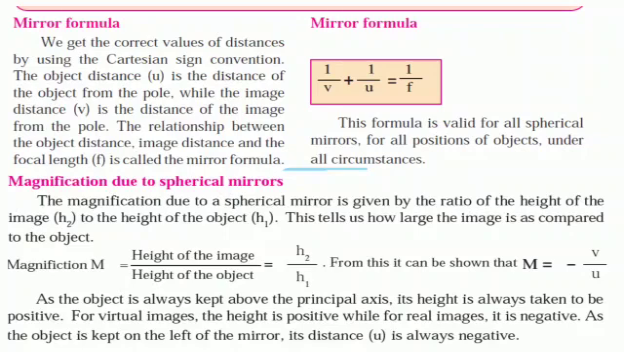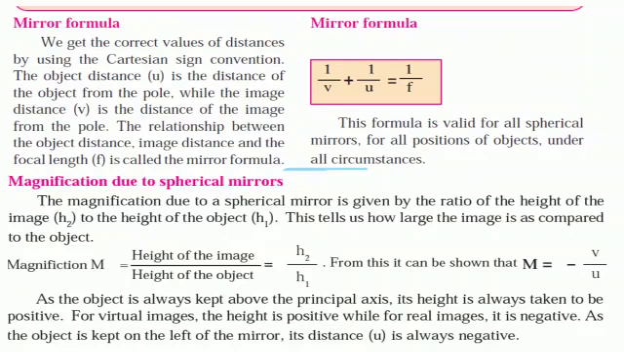So h2 upon h1. From this it can be shown that magnification M is equal to negative v upon u. As the object is always kept above the principal axis, its height is always taken to be positive. For virtual images, the height is positive, while for real images it is negative. As the object is kept on the left of the mirror, its distance u is always negative. So you will find the magnification formula, M is equal to negative v upon u. Children, these are very important sign conventions you have to keep in mind while solving numericals. Problems will be asked. There are sums given, numericals given in the exercise.